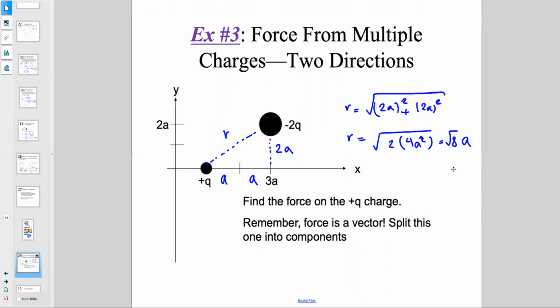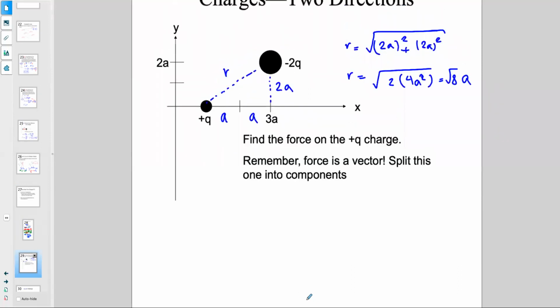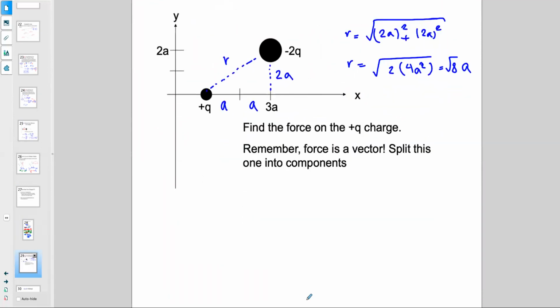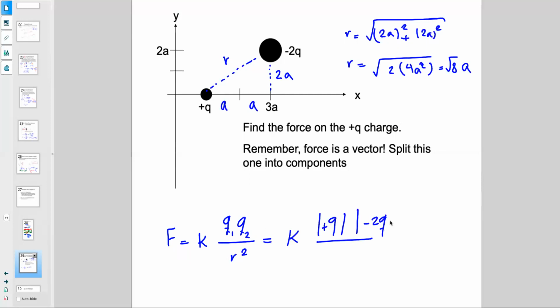Okay, so that's your R, square root of 8 times A. And then what you have here is that you have 2 point charges. One is positive Q, the other is negative 2Q, with the distance R, which is square root of 8 times A, between them. So your F is K Q1 Q2 over R squared, which is K, Q1 is positive Q, Q2 is negative 2Q, and R squared.